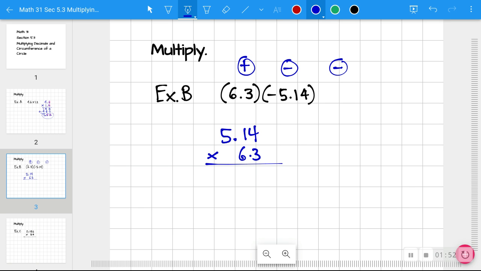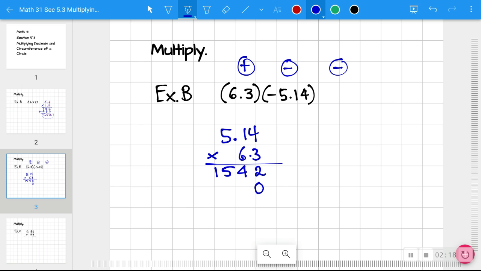3 times 4 is 12. You have to carry the 1 into the tens column. 3 times 1 with 1 more is 4. There's no carry. I like to put a 0 when that happens. And 3 times 5 is 15. Now you move to the 6 after you've erased the carry marks, and the 6 is in the next position over, so you have to shift it by putting a 0 there.